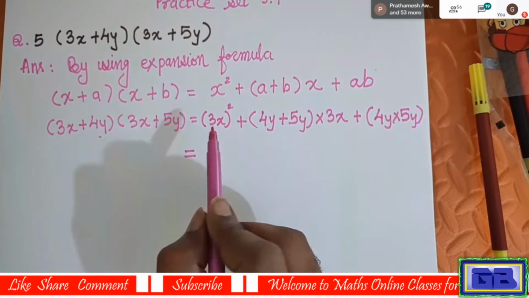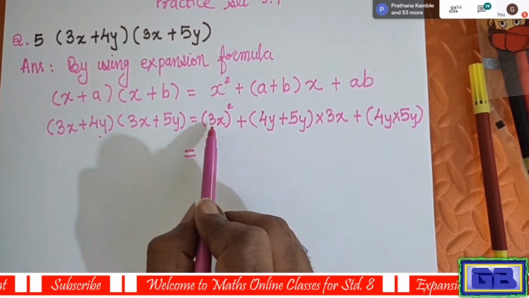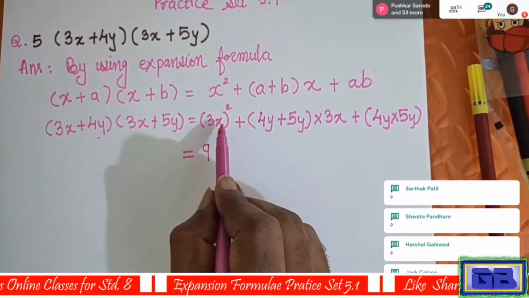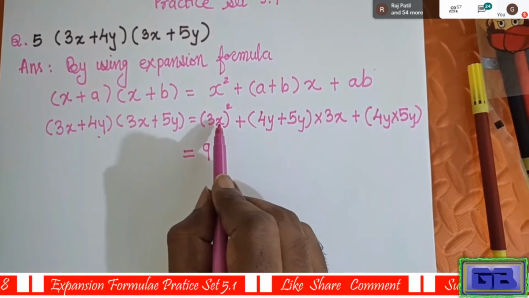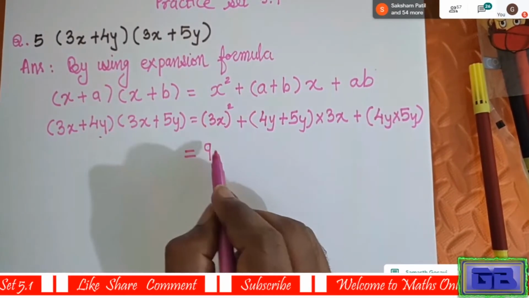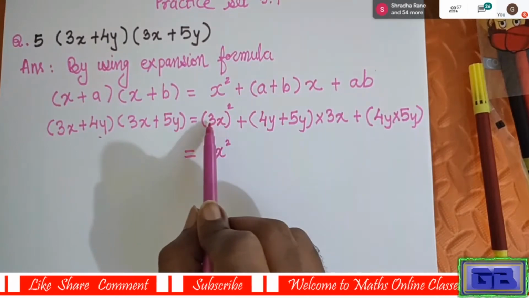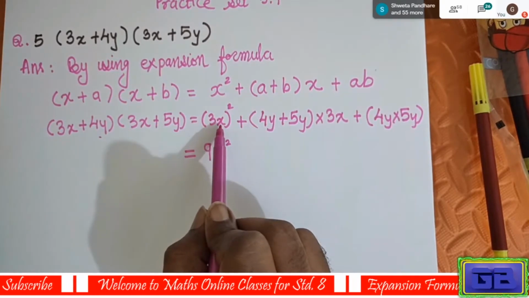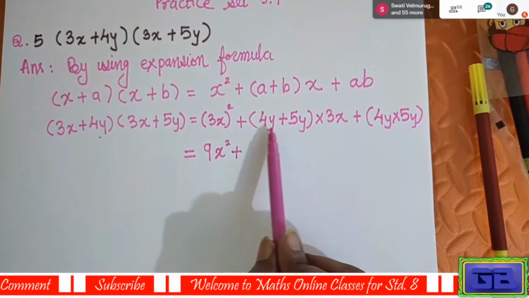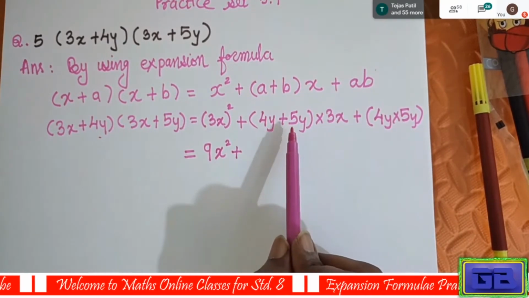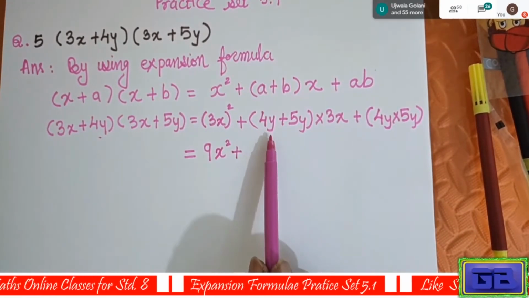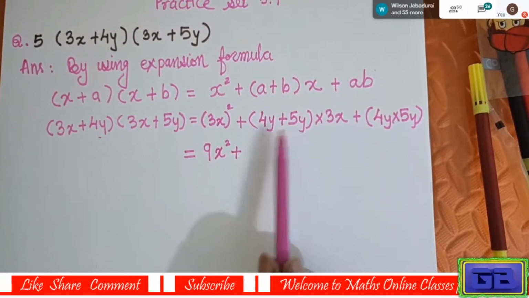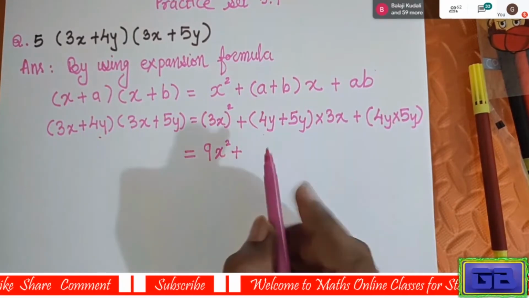Now solve this. What is the square of 3? 9. Yes, 9. What is the square of x? x². Always we took this term in a bracket, because the square is for the number as well as for the variable. Plus, now we can add these terms because they are like terms. Here the variable is y, and here also the variable is y, so both are like terms. 4y plus 5y, what answer will come? 9y is the correct answer.